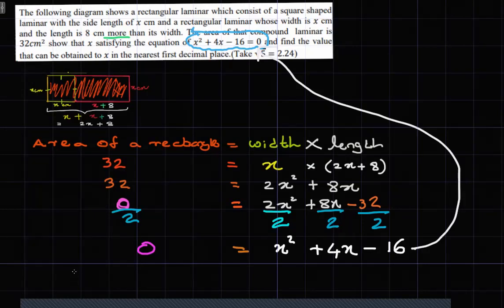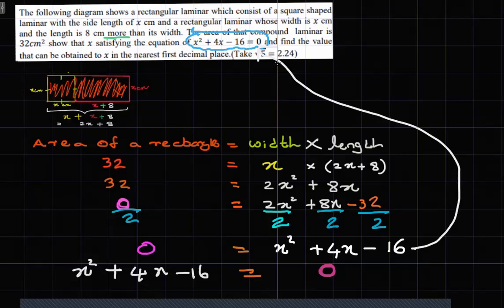But normally, we write the letters on the left and the number on the right. So let's write the same thing as x squared plus 4x minus 16 equals 0. All right, so we have fulfilled the first requirement. So what's next? Show that x satisfies the equation x squared plus 4x minus 16 equals 0. All right, we have shown it.